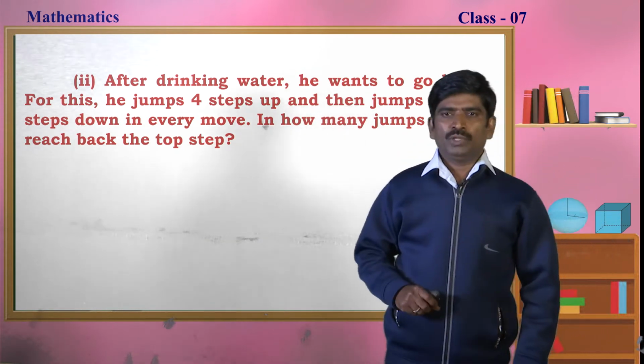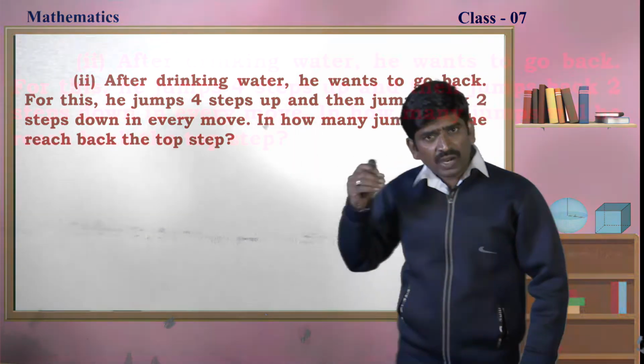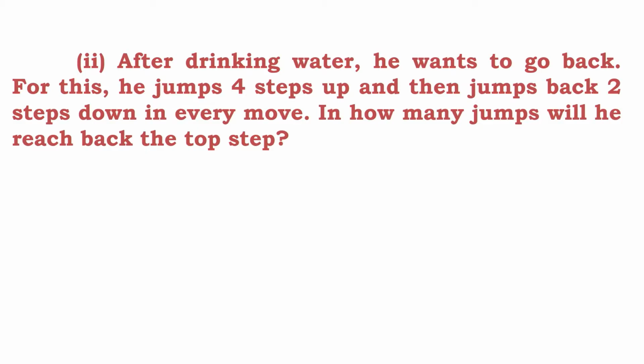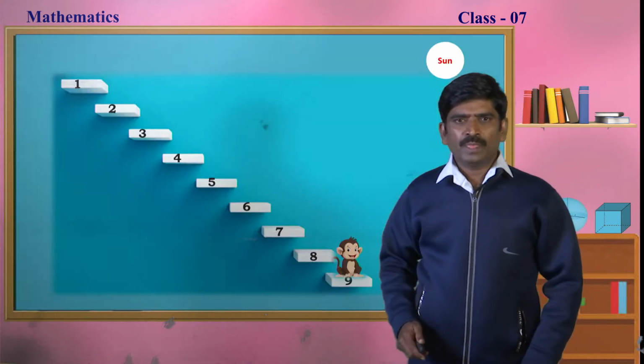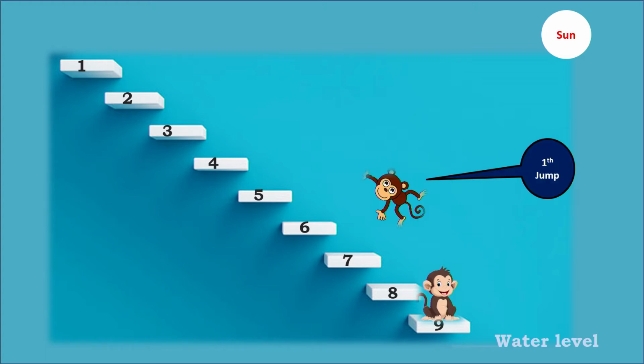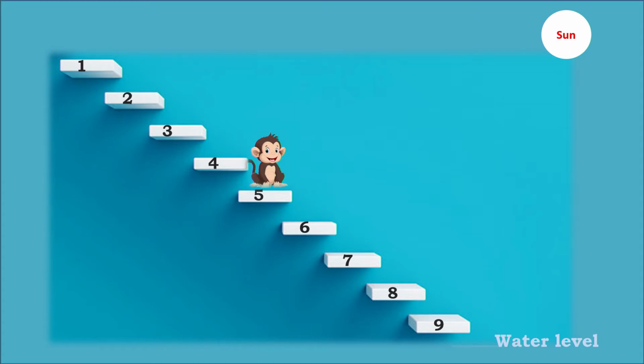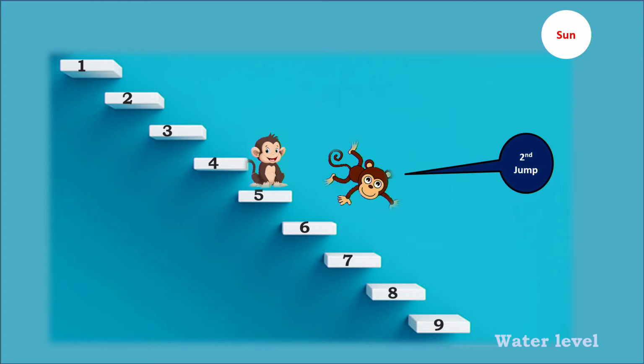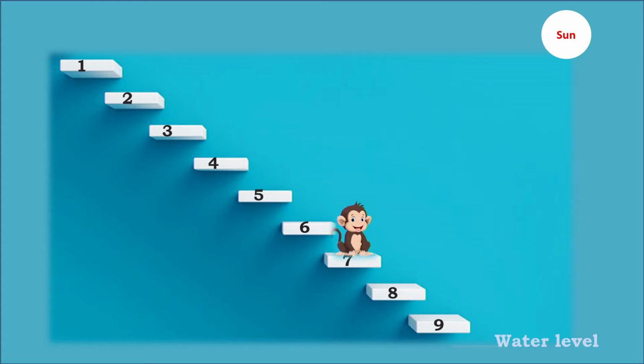Next, the second question. After drinking water, he wants to go back. For this, he jumps 4 steps up and then jumps back 2 steps down. In every move, in how many jumps will he reach back the top step? We go to solve. What is the position? The monkey's position is the 9th step. He wants to go back to the first step. First he jumps up 4 steps, that is the first jump. Where is its position? The 5th step. Next down, how many steps? 2 steps. That is the second jump, at 7.